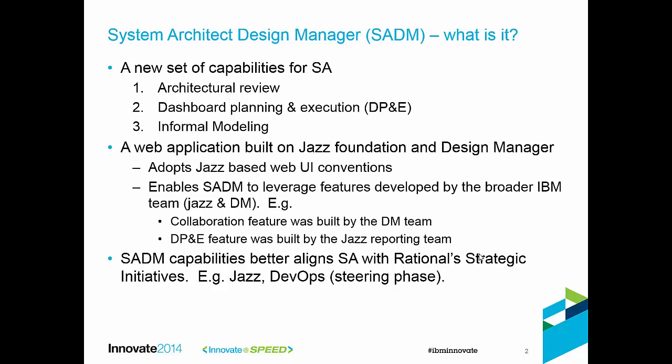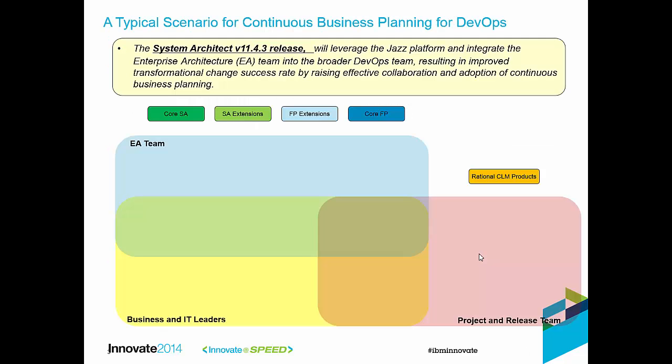Now, by introducing these features, SIDM has better aligned SA with rational strategic initiatives, and the two main ones are JAS and DevOps, in particular the steering phrase. Now, a typical scenario for continuous business planning in DevOps involving SA and SIDM is as follows.